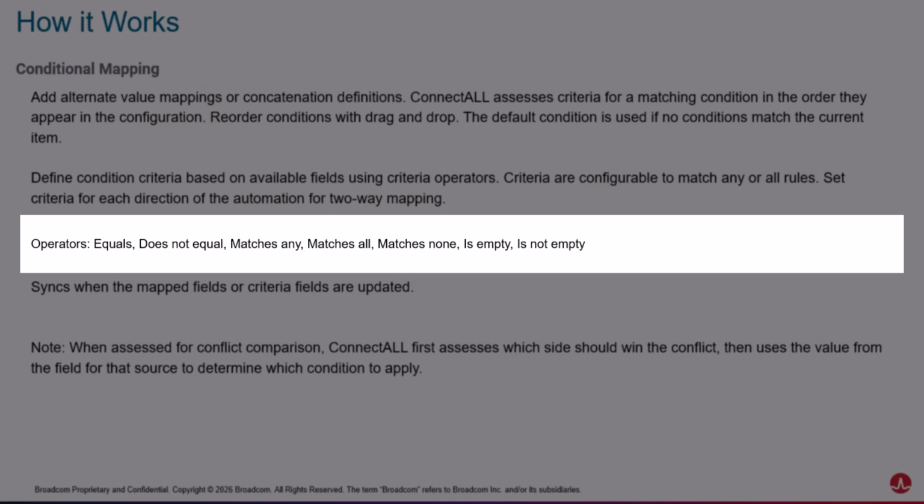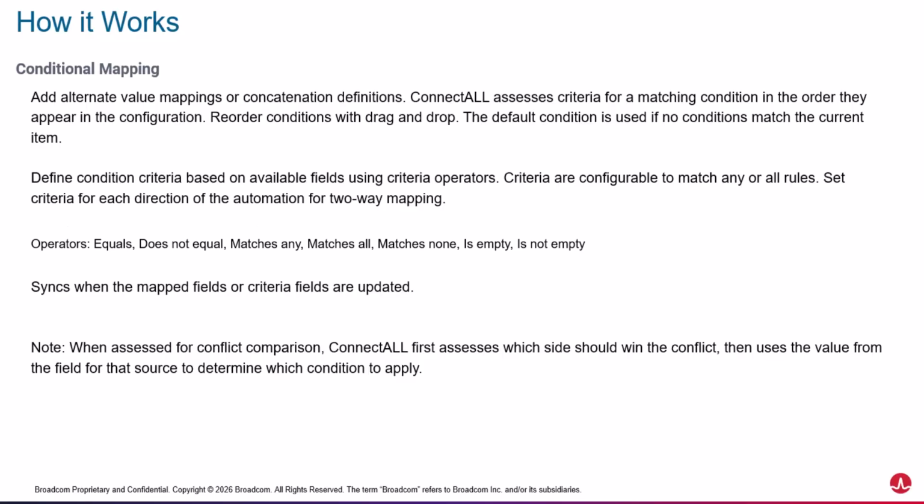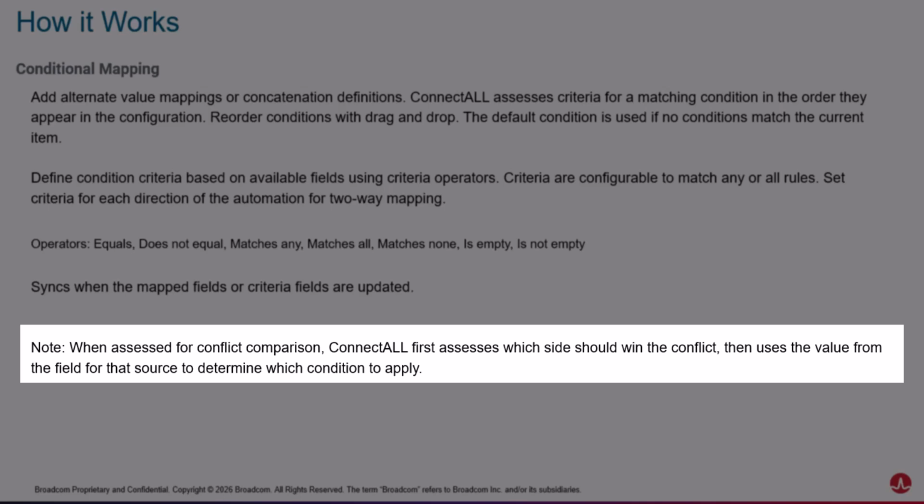Sync for the field occurs when any of the mapped fields or any of the criteria fields are updated. The reason is that if you have a different mapping depending on your criteria field, we need to reassess and then resync the field based on the criteria field update. When assessing for conflict comparison where a conditional is involved, we first assess which side should win the conflict, and then use the value from the field of the source that wins to determine which condition to apply.